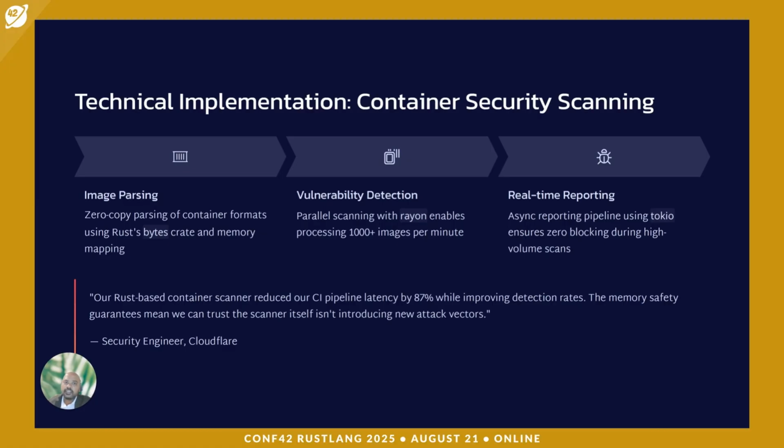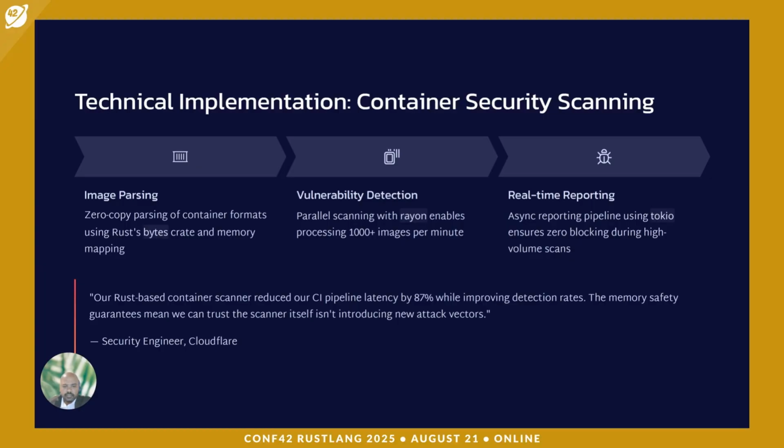The problems with some existing tools: performance bottlenecks, scanning hundreds of images can take hours. Memory leaks, as scanners written in unsafe languages can themselves be exploited. False positives, noisy results that waste security team time. In CI/CD, slow or unreliable scans lead to a tough trade-off, speed versus security, and that's where Rust gives us a breakthrough.